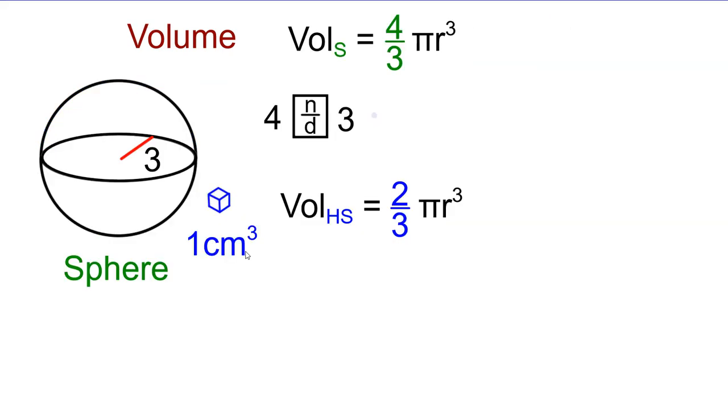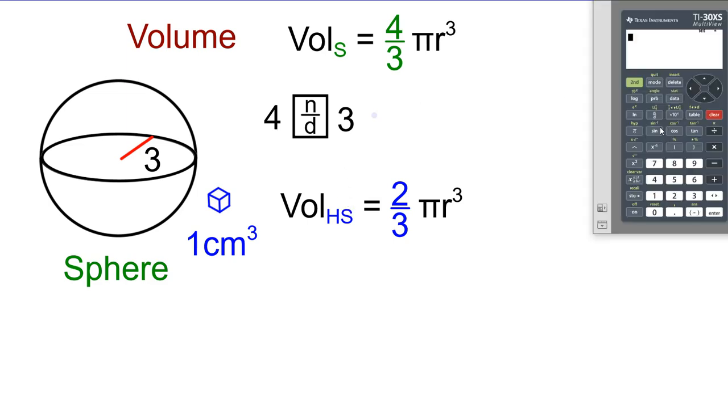So those are our formulas, pretty simple to work with. Let me show you how to put them in the calculator if you're using a TI-30XS MultiView. On this one we have a sphere, so we want to use the 4/3 pi r cubed, not the 2/3, because it's the whole thing, not the half. The first thing we might put in the calculator is using the n over d button.